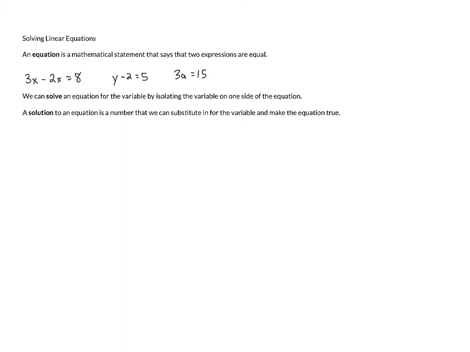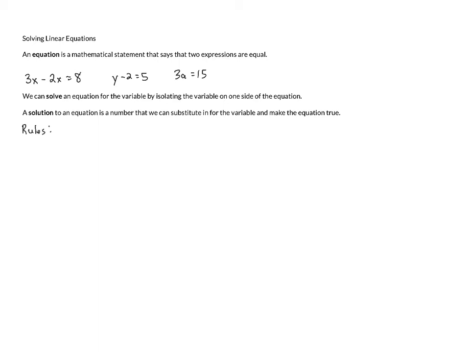We can solve an equation for the variable by isolating the variable on one side of the equation, which is something that we're going to do in just a moment. And a solution to an equation is a number that we can substitute in for the variable and make the equation true. You've probably solved equations before. Right now we're going to review the rules that tell us what we're allowed to do when solving equations. We're going to look at some simple examples, and then some slightly more complicated examples. But first, let's talk about the rules.